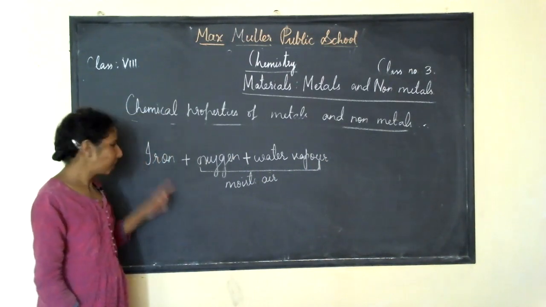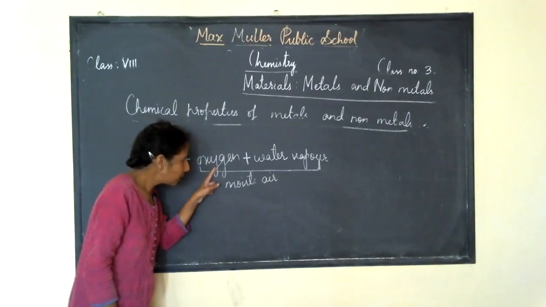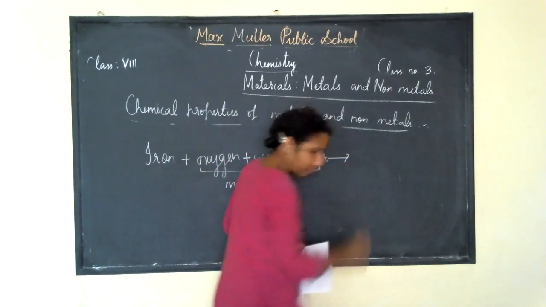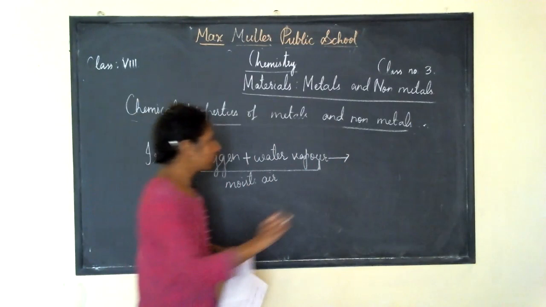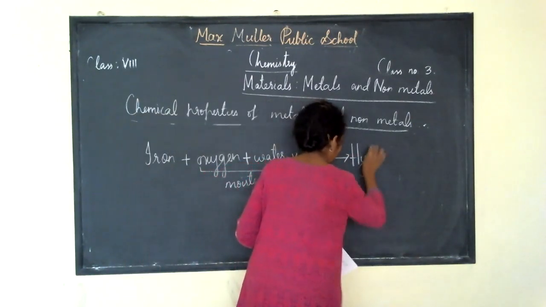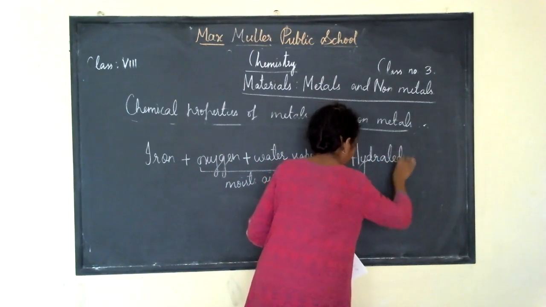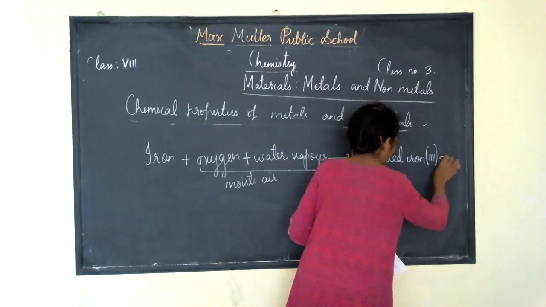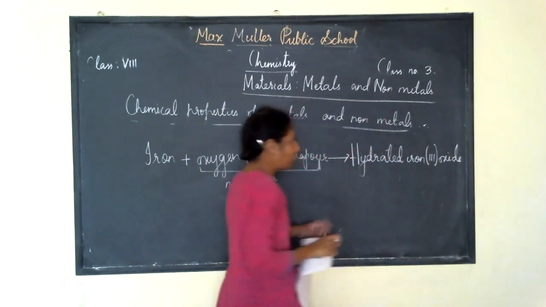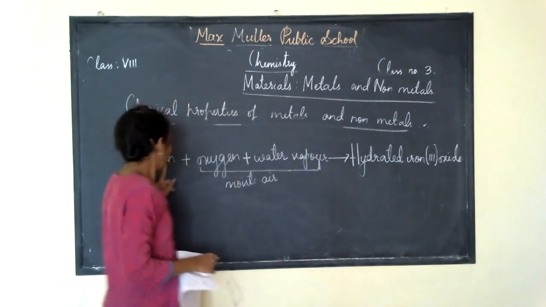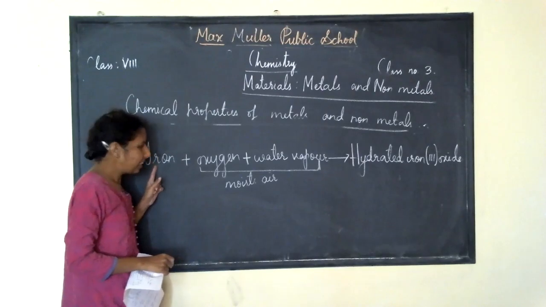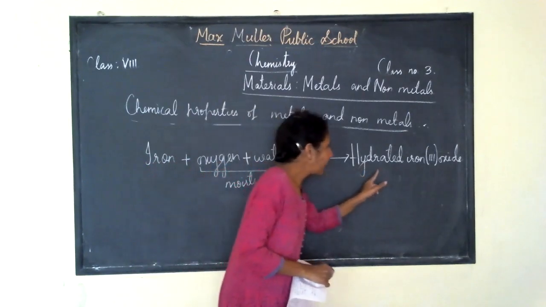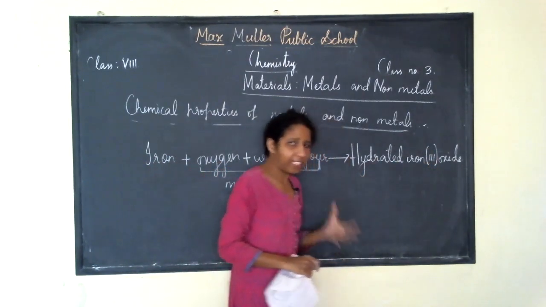So during rusting, iron reacts with oxygen and water vapor of air to form hydrated iron 3 oxide. You don't know this, I will tell what is hydrated. During rusting, iron reacts with oxygen and water vapor of air to form hydrated iron 3 oxide.